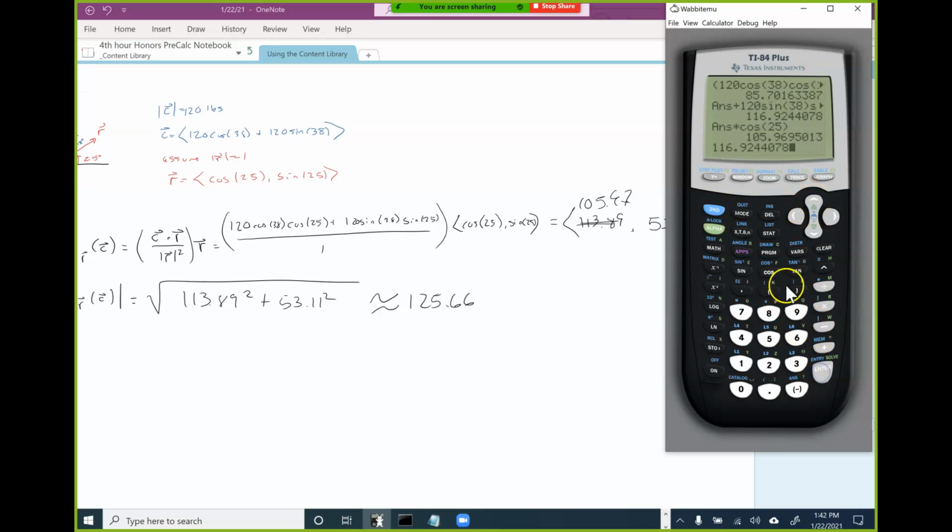And then I'll take that and multiply it by sine 25. That's 49.41.